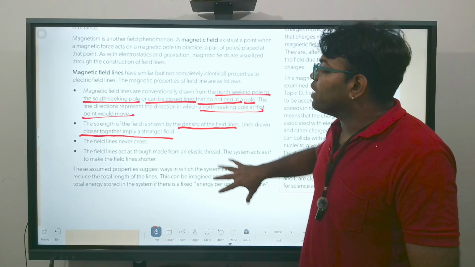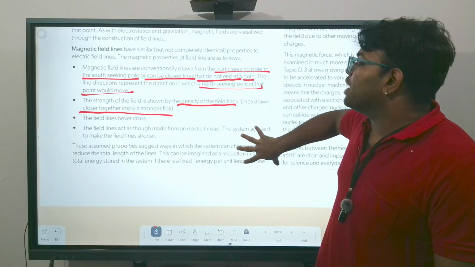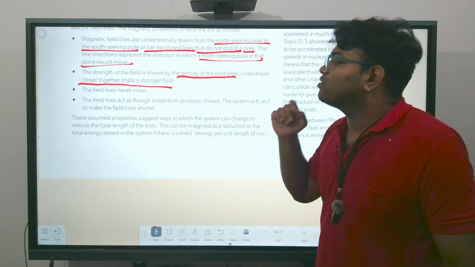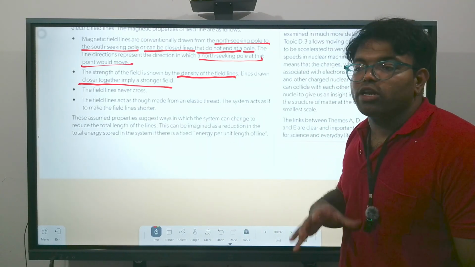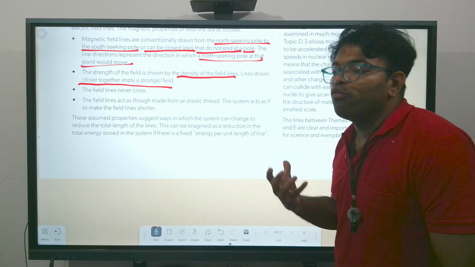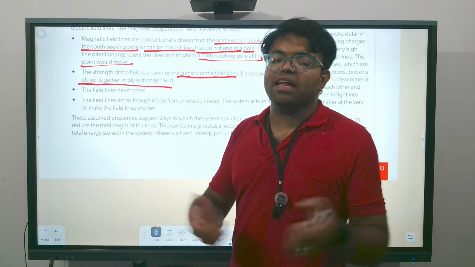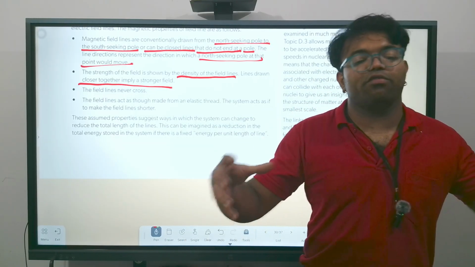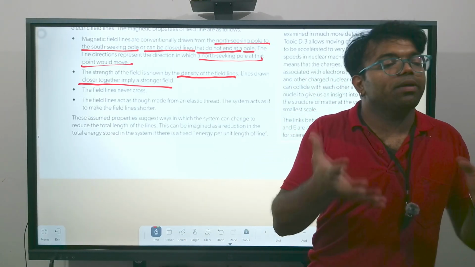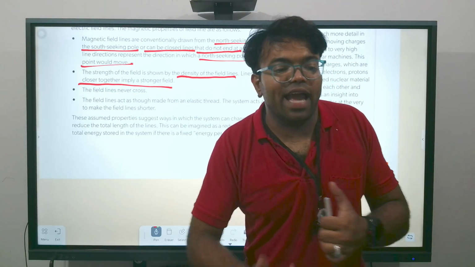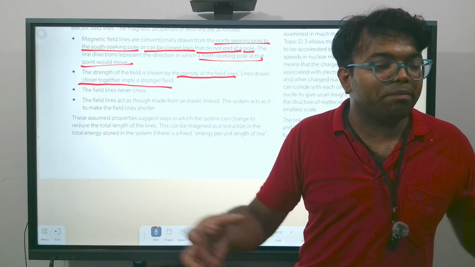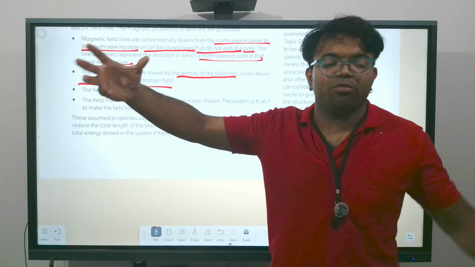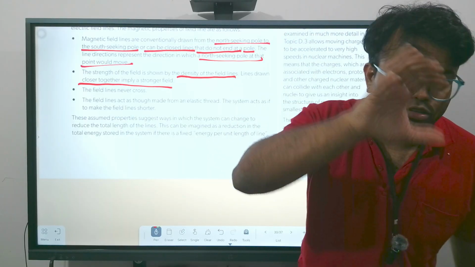Okay, so the field lines act as though made up of elastic threads. The system acts as if to make the field lines shorter. The field lines always like to remain shorter. If you move the magnets far away, the field lines become longer, but if you move them closer, their magnetic field lines will become shorter. So basically they act as elastic rubber bands. When you move them far away, their magnetic field is also stretched. When you move them closer, the magnetic field just becomes shortened.